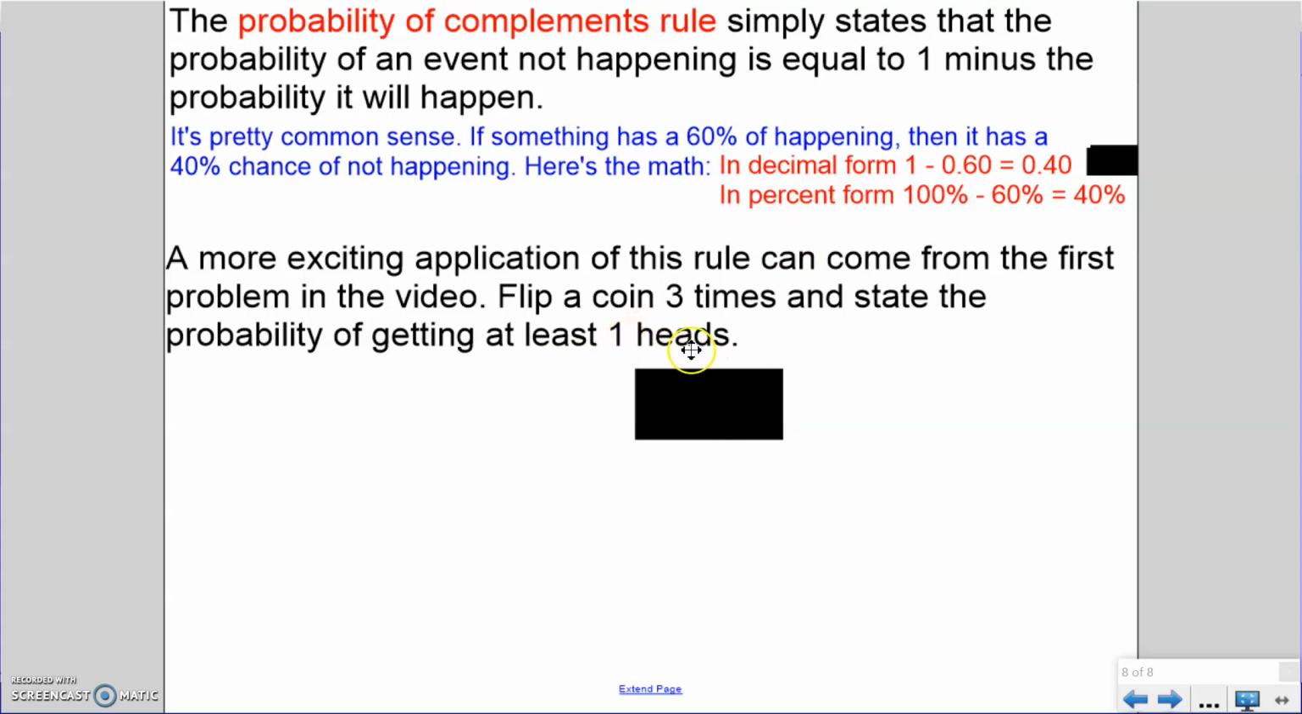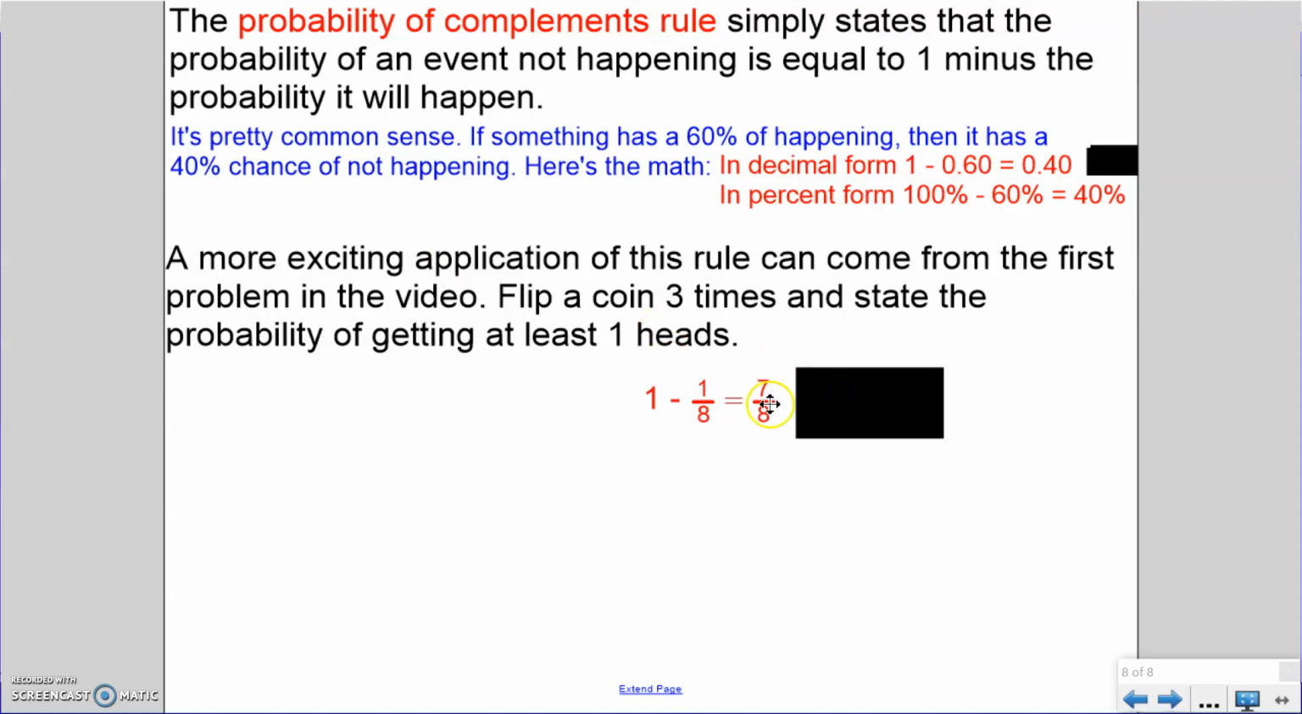So we know that there's 8 possibilities, because 2 times 2 times 2. Now how many different possibilities have no heads? Well, only one has no heads. It was the triple tails. So if we do 1 minus that triple tails option, 1 out of 8, it gives us 7 out of 8. The exact same answer we got earlier.